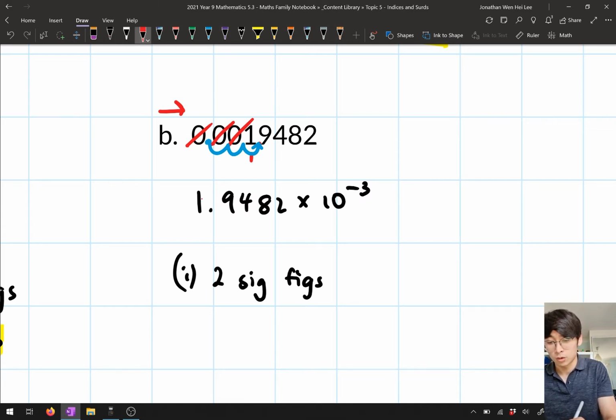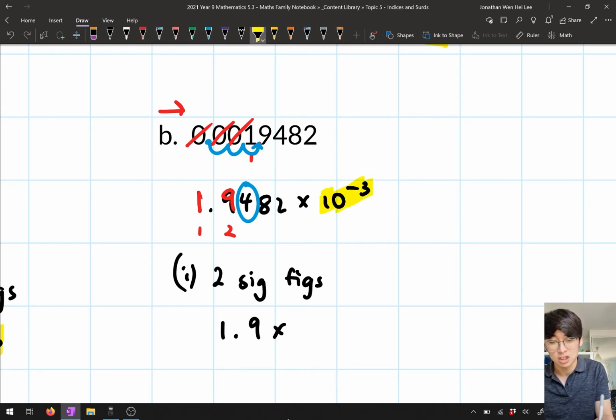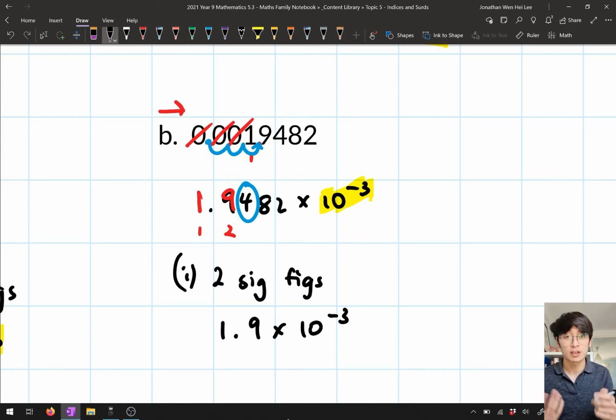First significant figure was 1. So this is my first significant figure, and my second significant figure is my 9. So here I'm going to write down 1 point. The 9 I round here. 4. Do I round 4 up or down? Well, when we get a 4, we round it down. So that means I leave that 9 the same. So here I'm going to have 1.9 times, and the final part doesn't change, times 10 to the power -3. So that's correct to 2 significant figures.